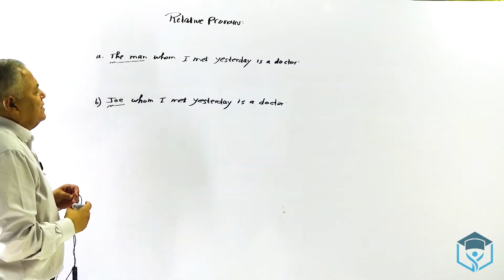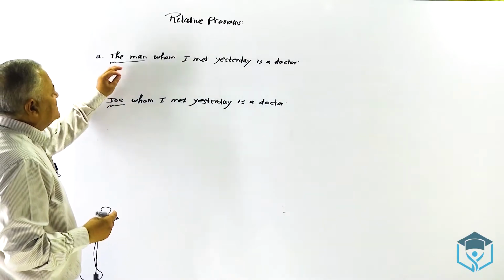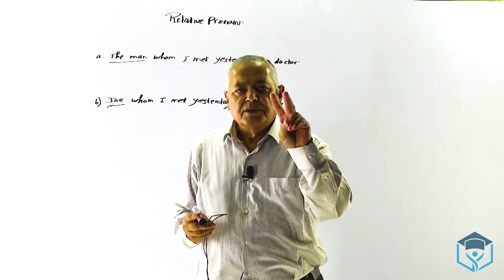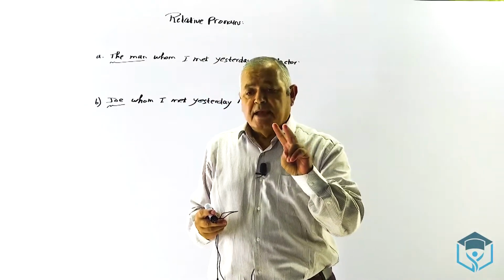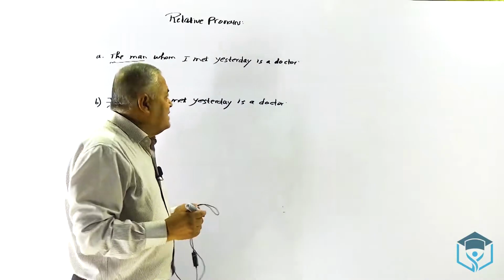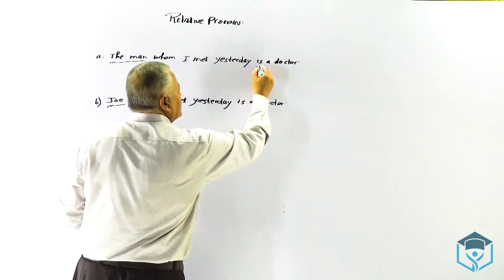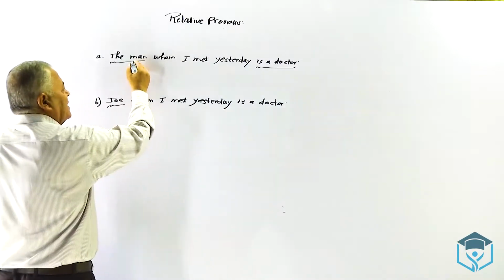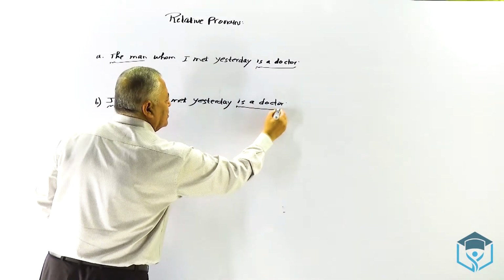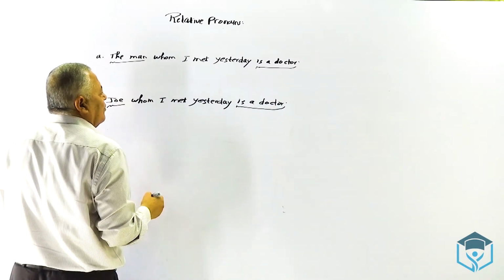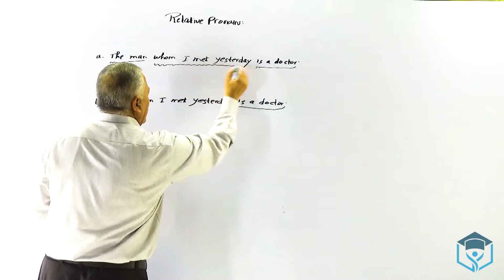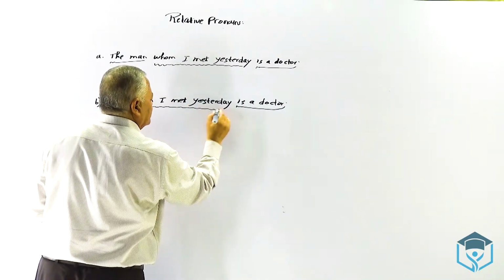What is the main division of sentence A? How can you divide sentence number A? What are the two parts? شو التقسيم الرئيسي للجملة A؟ كيف نقسمها لجزئين؟ The answer is, the man is a doctor. Have one part. The man is a doctor. Second sentence, Joe is a doctor. What is left? شو بقي من الجملة؟ Whom I met yesterday.